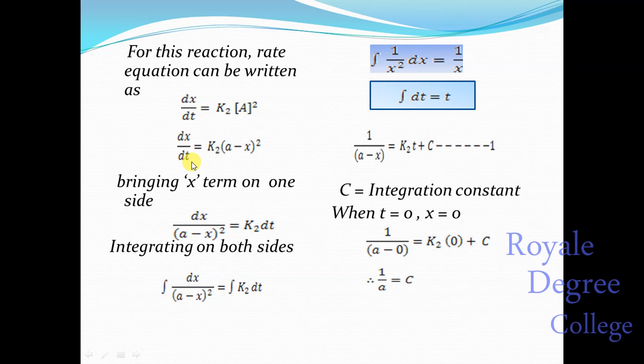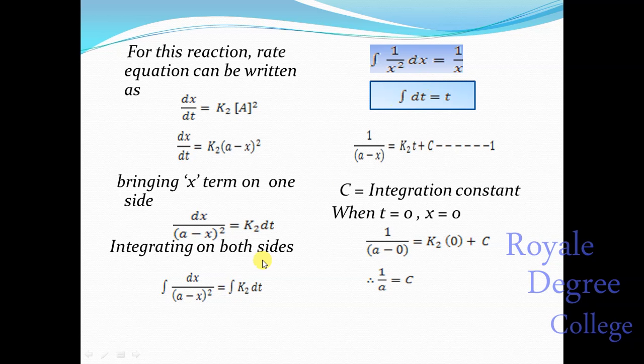Here, bringing the x term to one side: dx divided by A minus x whole square, we bring to the other side, so divided by A minus x whole square. It is equal to K2, and this dt we bring to the other side, so K2 dt. Integrating on both sides: the integration of dx by A minus x whole square is equal to the integration of K2 dt.